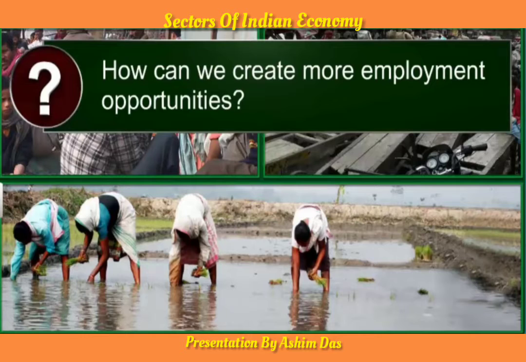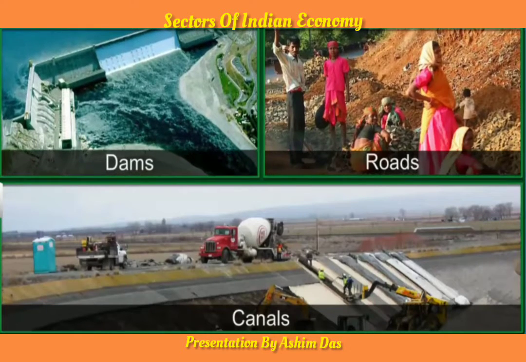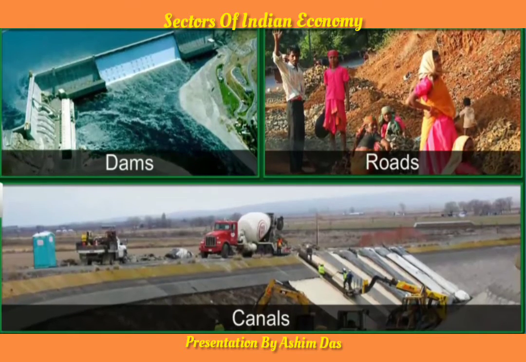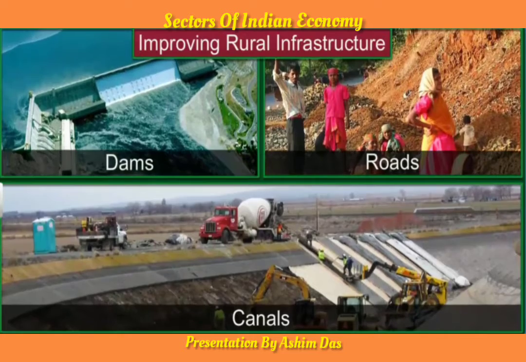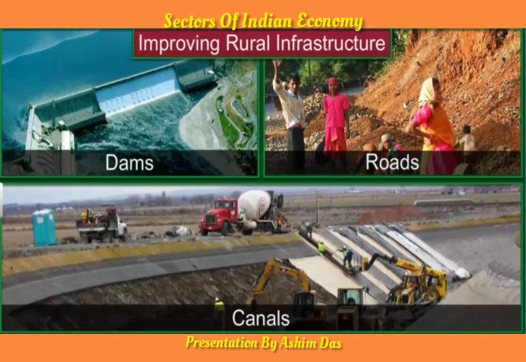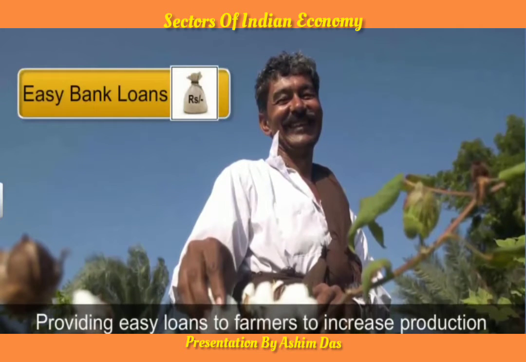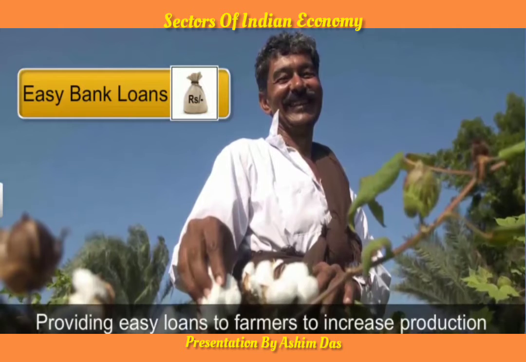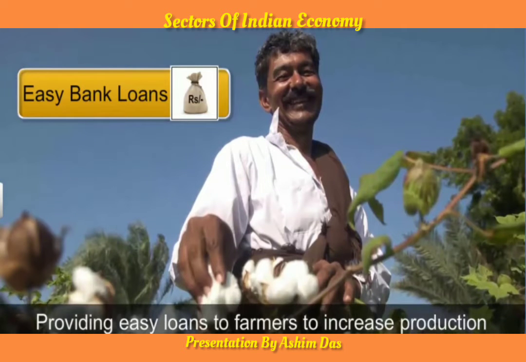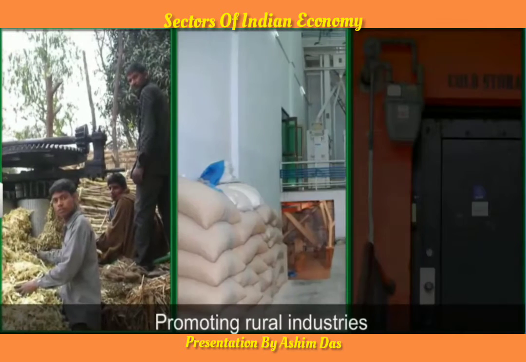Building dams, roads and irrigation canals to improve rural infrastructure can generate a lot of employment for local people. Providing easy, affordable loans to farmers to increase production also helps in reducing underemployment in the primary sector. Promoting agro-based industries like crushers, grain polishing mills and cold storage facilities also generates more employment in rural areas.